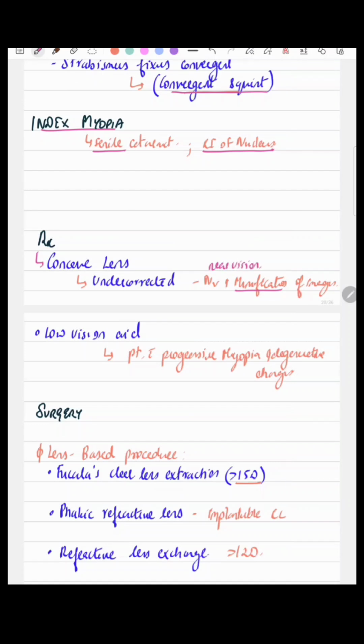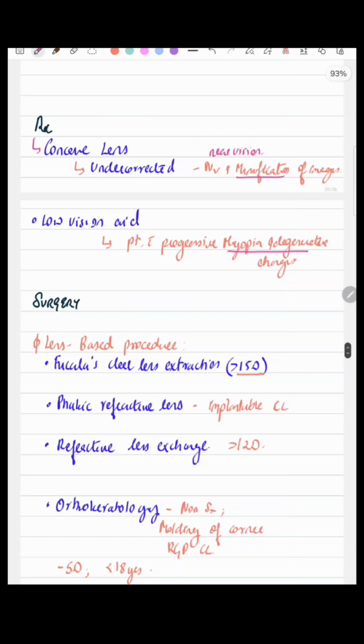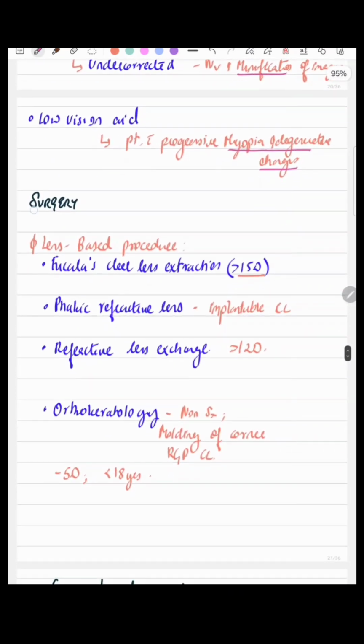It is usually undercorrected. Low vision aids are used in patients with progressive myopia and degenerative changes. Surgery: lens-based procedures include Fukala's clear lens extraction when it is more than 15 diopters, phakic refractive lens in case of implantable contact lenses, refractive lens exchange, removal of lens by ECCE with IOL implantation if it is more than 12 diopters.